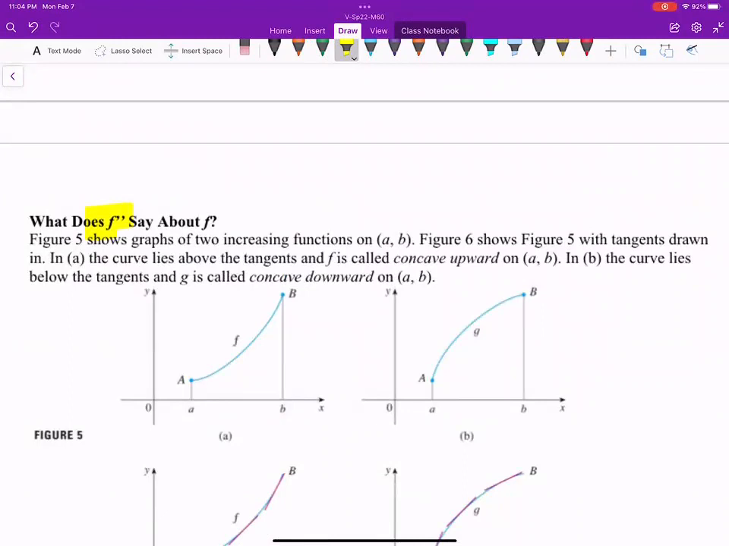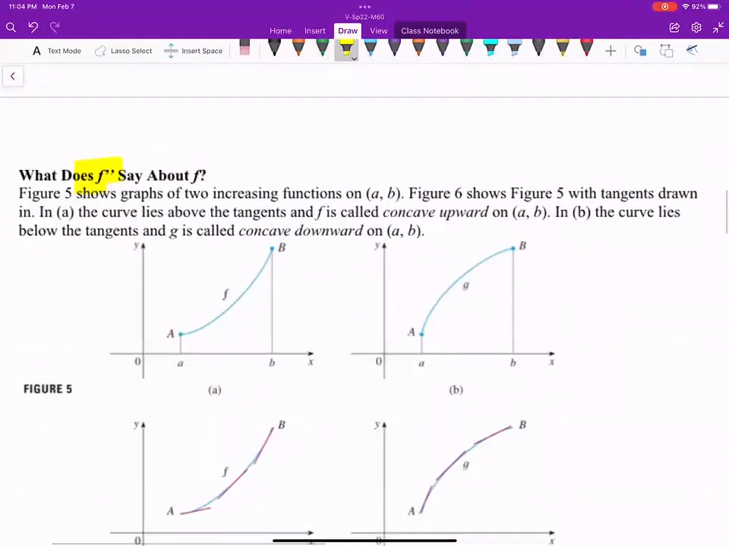Figure 5 shows graphs of two increasing functions on AB. So there is an increasing function here, there is an increasing function here. And figure 6 shows figure 5 with the tangents drawn. And in A, the curve lies above the tangents, and f is called concave upward on AB. So in figure 5, you notice that in this graph, if you draw the tangent lines at every point, the entire graph will be above all of its tangent lines.